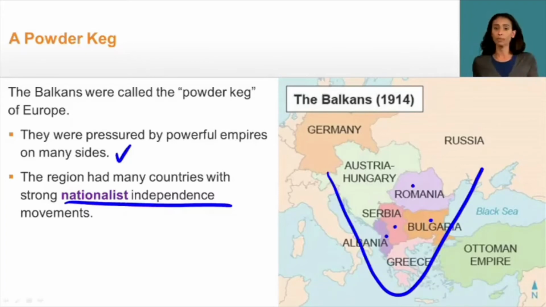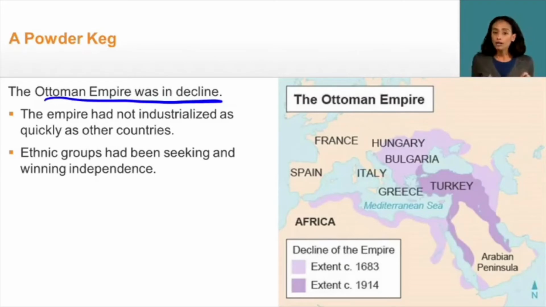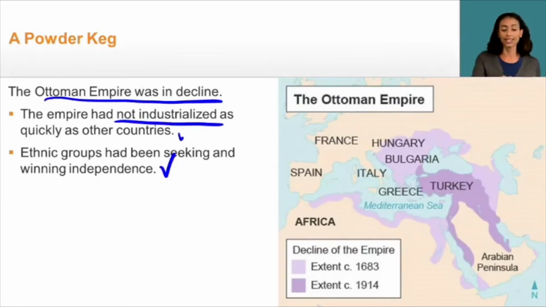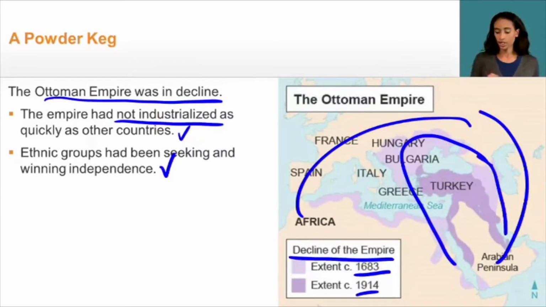Now, on top of what's happening here, you've also got the Ottoman Empire, which is in steep decline. Part of the reason the empire is declining is, like we said, because these ethnic groups are seeking and winning independence. But it's also because the empire did not industrialize as quickly as other countries in the region did. So you can see the decline of the empire here. The empire in 1683 made up a much larger region than it did by 1914, where it makes up a smaller region here. So this is complicated stuff. Let's check in on your understanding of European geography in this region.